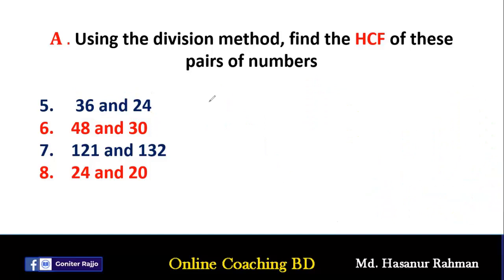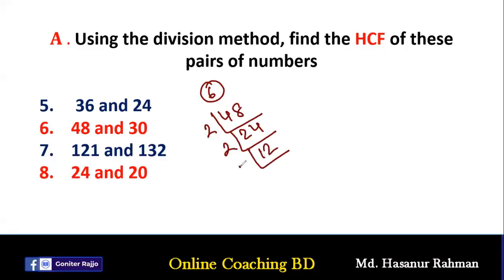Now, number 6. Number 6 is 48 and 30. So how can you solve this one? Look, at first we have to divide 48 by the even prime number, that is 2. 2 times 24 is 48. Again, you can divide 24 by 2, it will be 12. Again, you can divide 12 by 2, that will be 6. 6 by 2 will be 3.